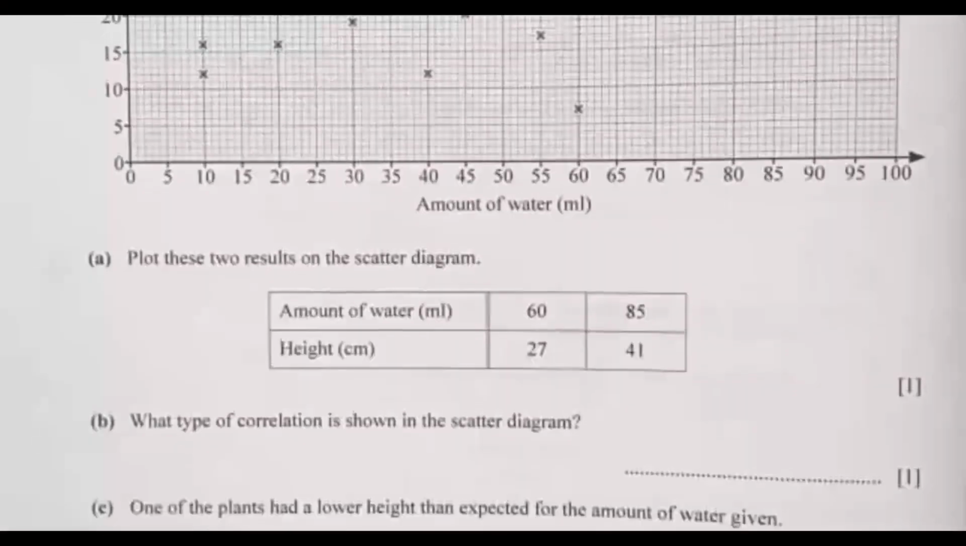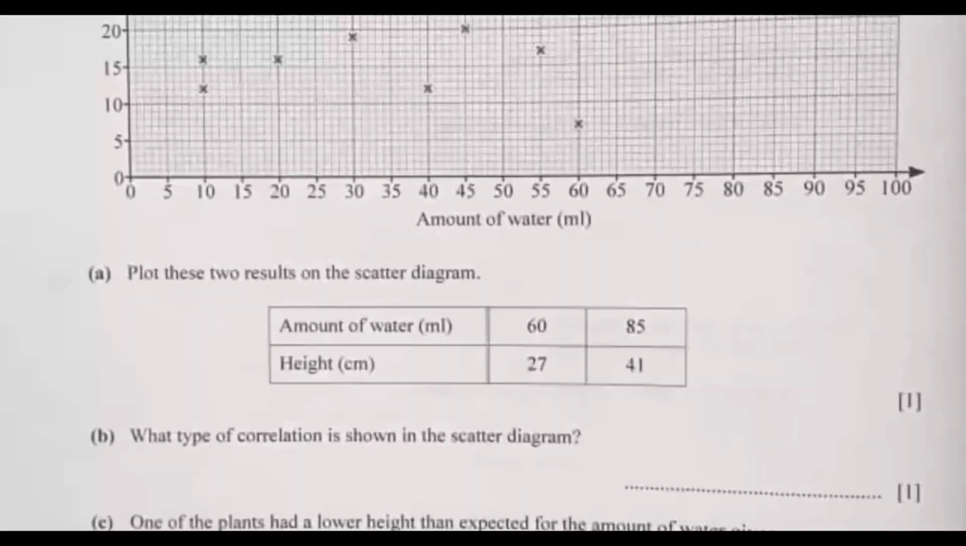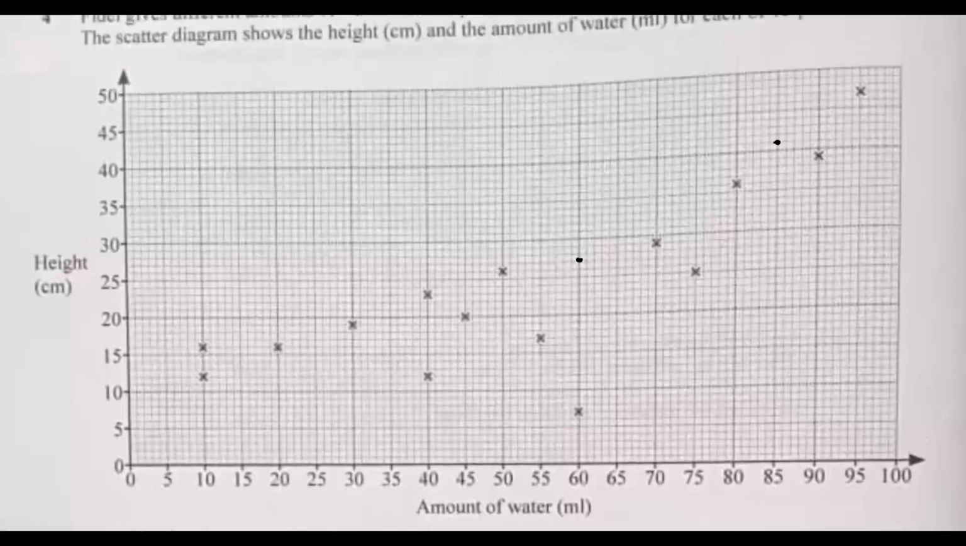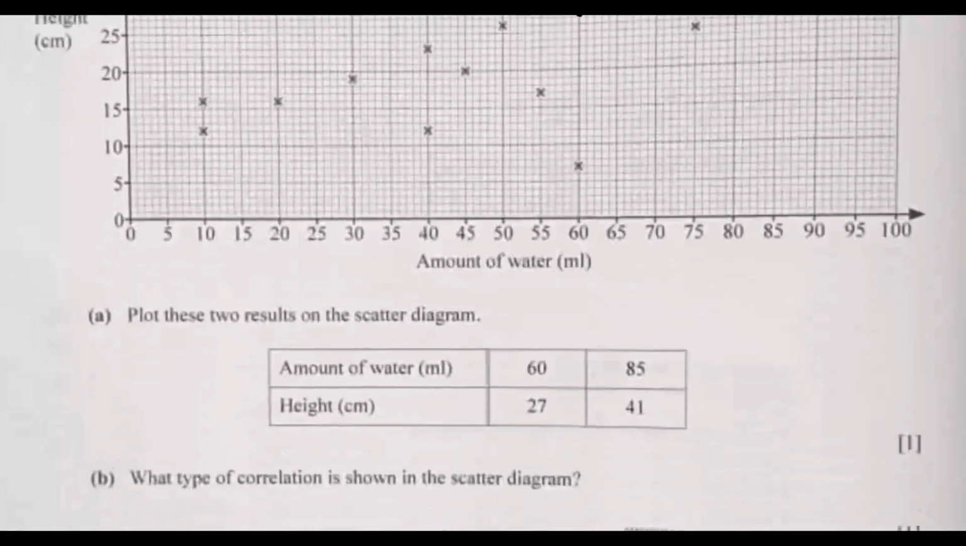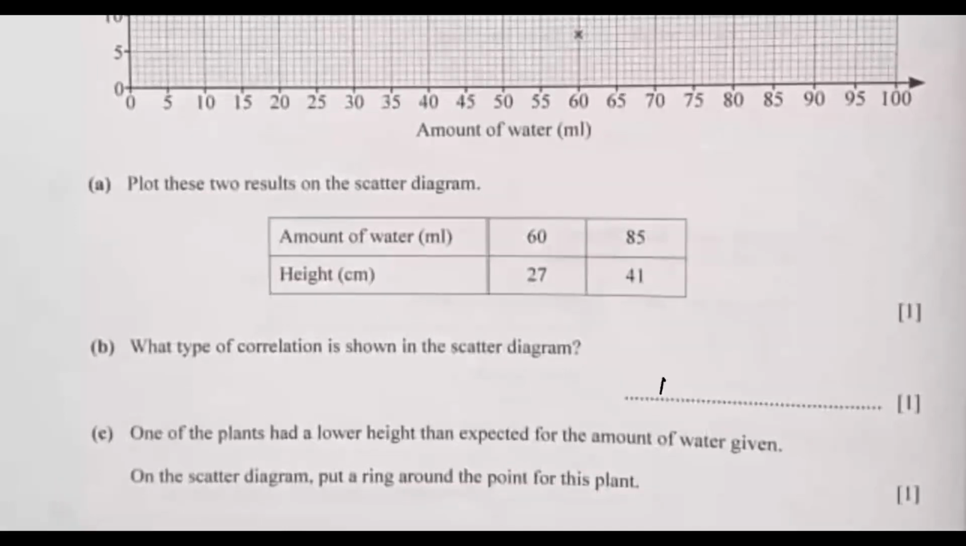So that will be, what type of correlation is shown in the scatter diagram? Okay, so if you look at it very well, you see that this is a positive correlation. So as one quantity is increasing, the other is also increasing. So you have a positive correlation. So you can write positive correlation here.